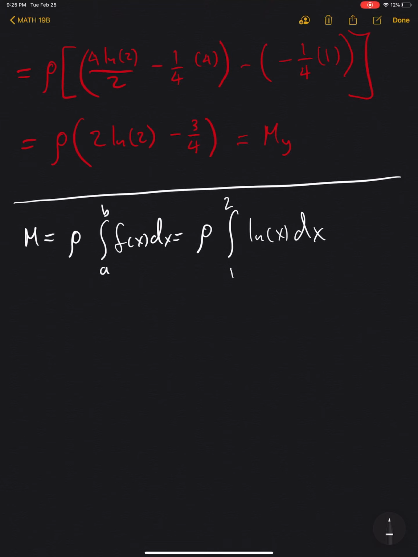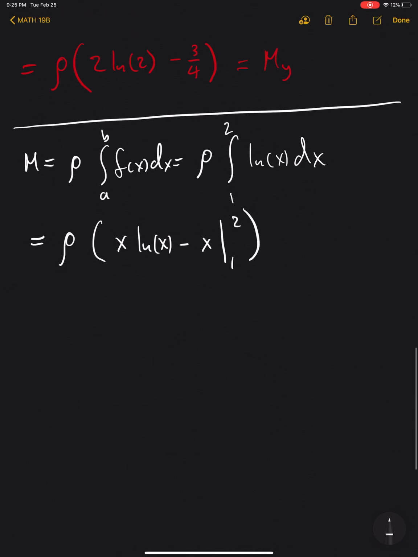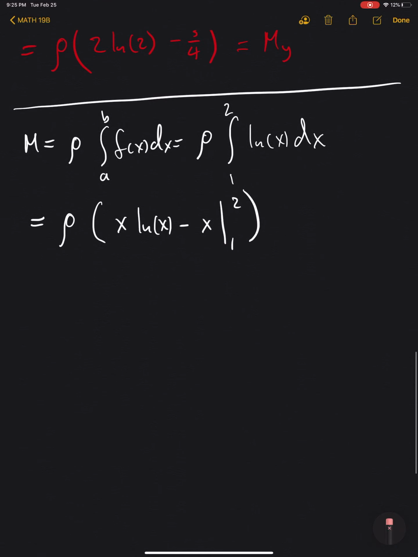Now, the good thing about this is that we have the integral of the natural log. That's one of our common integrals, so that if we don't know it, we can work it out with integration by parts. But it's a common thing to remember that this is just going to be x natural log of x minus x between 1 and 2. So again, even if you don't remember this part, you can find it out by using integration by parts once more.